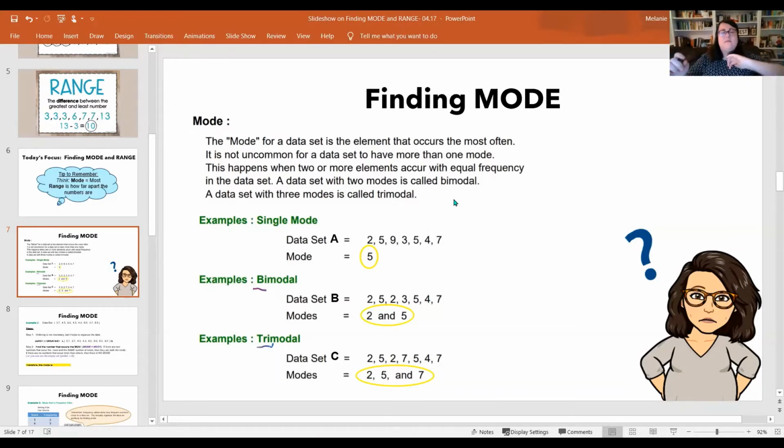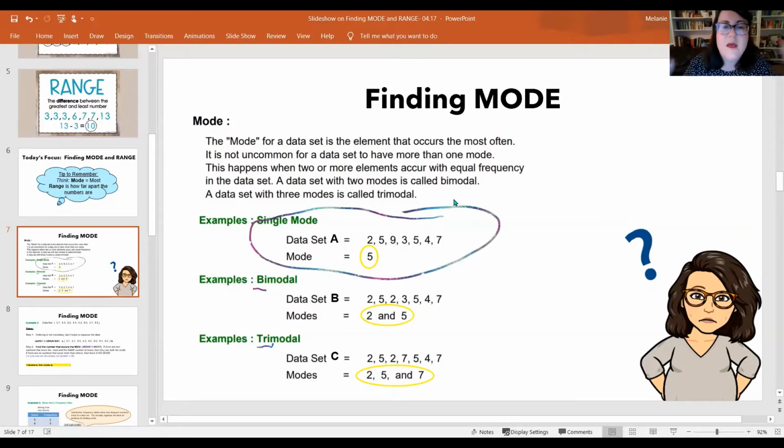So most of the data sets will have a single mode like this one. In this data set, 5 is the number that repeats itself, so it occurs the most. It's pretty obvious that it occurs the most. So 5 is the mode.